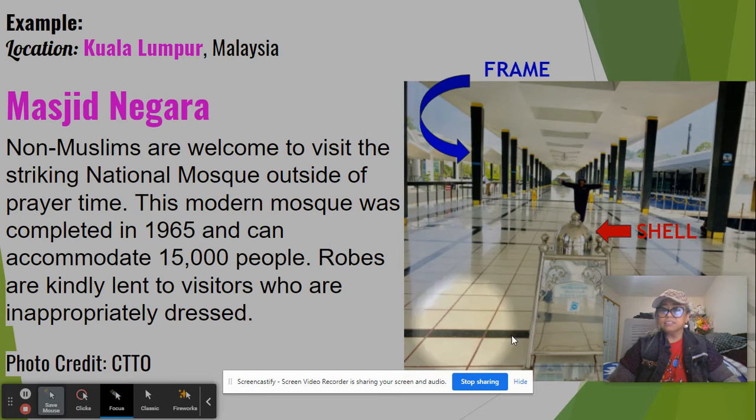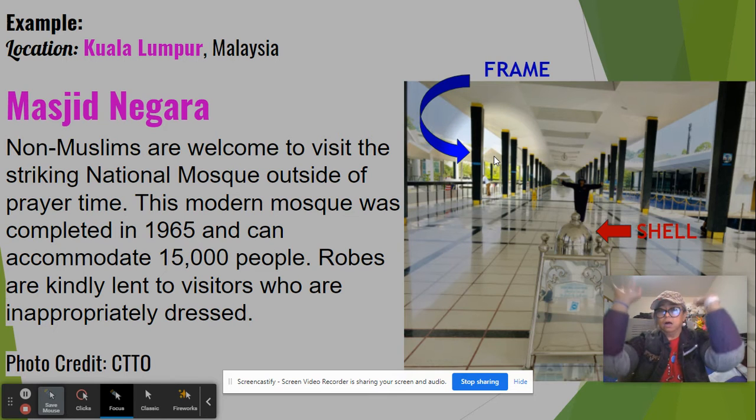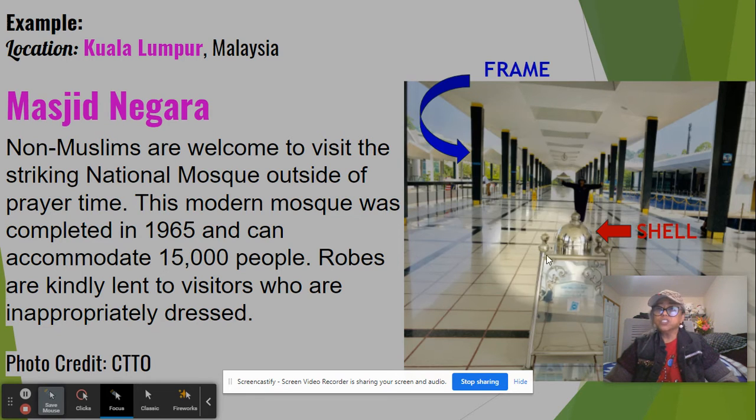Just looking at this picture now, it should be based on a picture. So the frame for me would be these supports here, these columns that support the flat base rooftop of the mosque. And of course, the shell would be right up front. You get to see this replica of the dome shaped top of the mosque. So this is what would make it a shell structure.